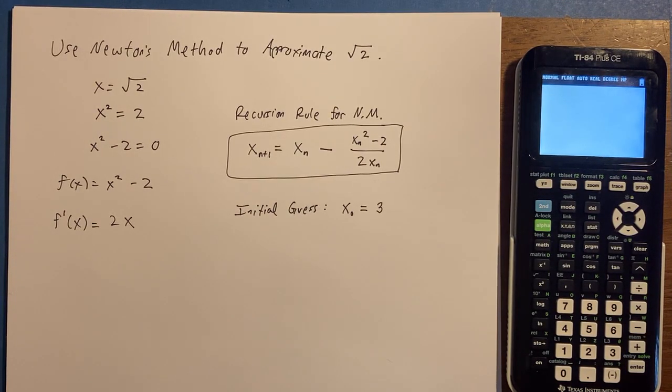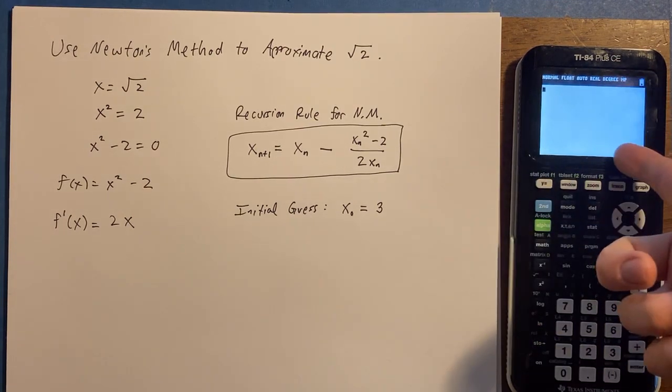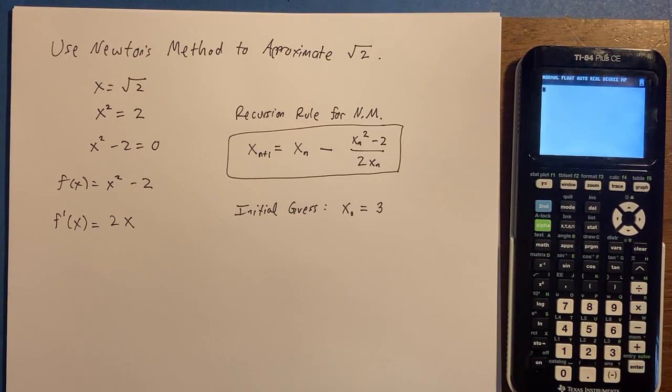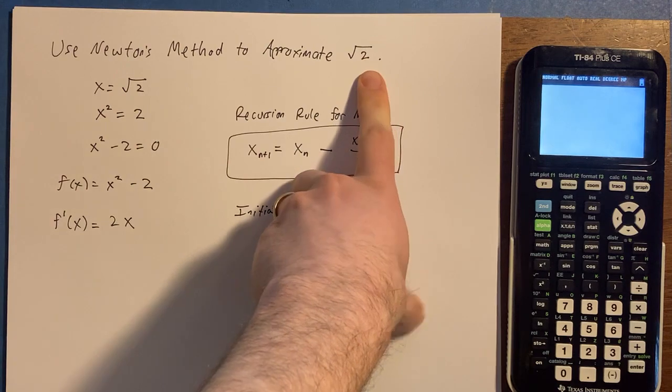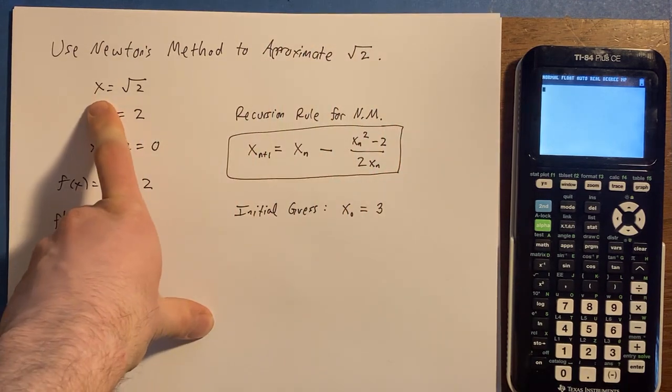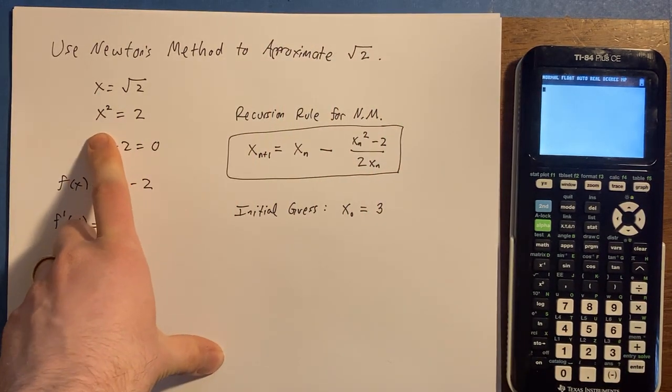Okay, this is going to be just a short video to demonstrate how to apply Newton's method on a TI calculator. This is a TI-84, but this works just as well on a TI-83. So just for the sake of this example, I'm going to be showing how to approximate the square root of 2. So x is the square root of 2, therefore x squared is 2.